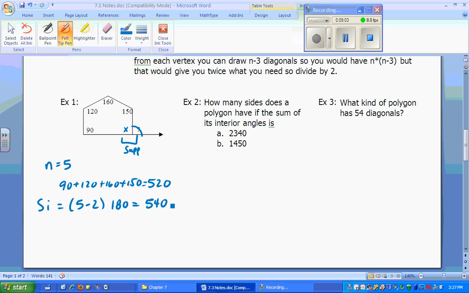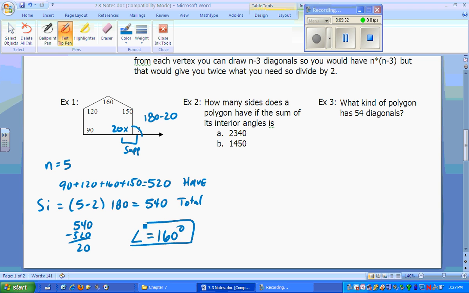Well, if the total needs to be 540, but what we have is 520, what do we do? We subtract these two, 540 minus 520, and we get 20 left over. So this interior angle ends up being 20. Not what we wanted. We wanted the supplement on the outside. So we do 180 minus 20. And the angle we are looking for on the outside, the missing angle, is equal to 160 degrees. Lock it in. You're golden.